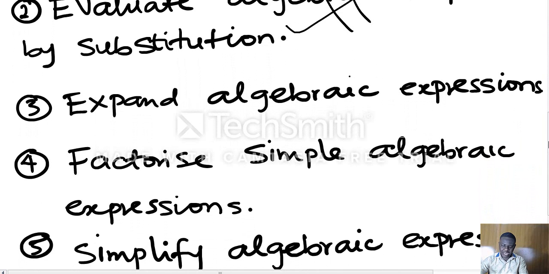Next, in our next class, we'll try to see how we can treat the third objective, which says expand algebraic expression. So I'll be showing you how to expand algebraic expressions. Do well to keep a date with us in our next class.